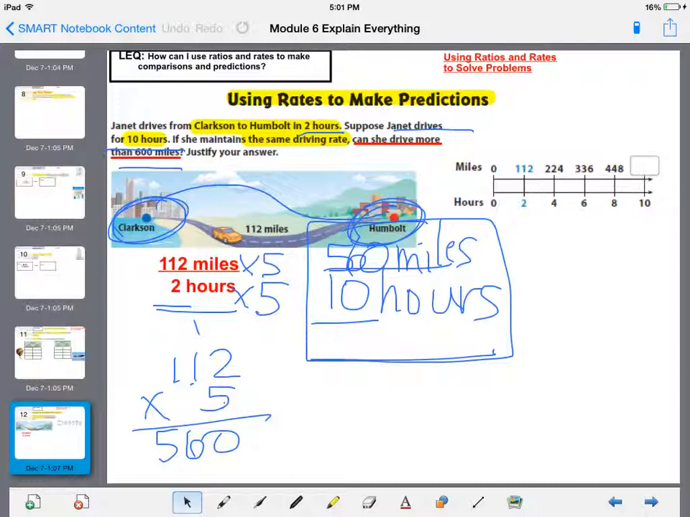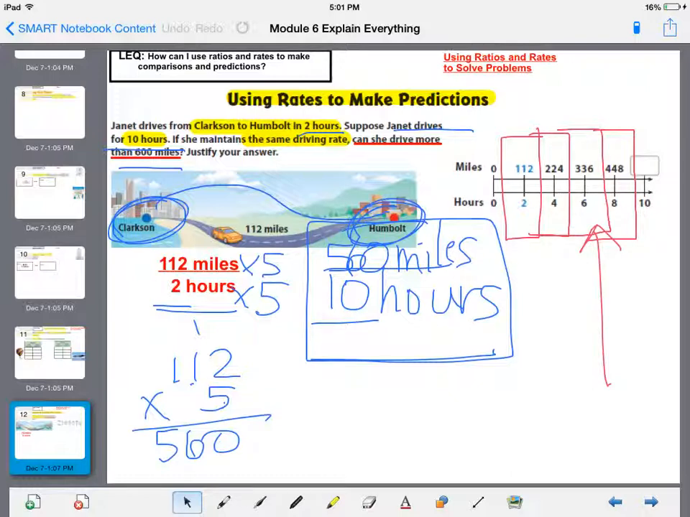Others of you, however, decided to complete a table in order to solve this question. You noticed that the information given was that Janet drove 112 miles in 2 hours. Well, in another 2 hours, that would be another 112 miles, which would make Janet's drive 224 miles in 4 hours. Again, adding another 2 hours would be 336 miles in 6 hours. You would add another 112 miles in another 2 hours, and she's at 448 miles in 8 hours.